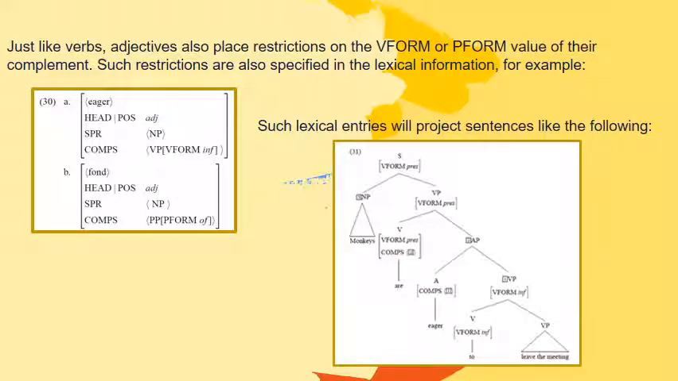One thing we can note again is that the complements also need to be in a specific verb form or prepositional form value, where prepositional form indicates the form of a specific preposition, as illustrated in examples 29b to f. Just like verbs, adjectives also place restrictions on the verb form or prepositional form value of their complement. Such restrictions are also specified in the lexical information, and such lexical entries will project sentences like the following.